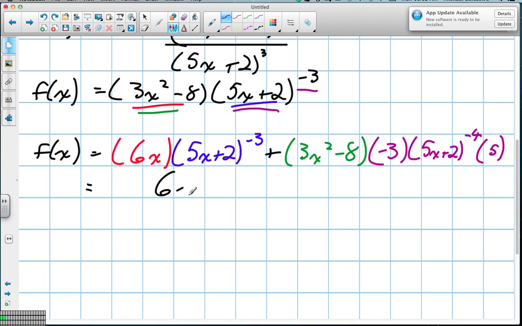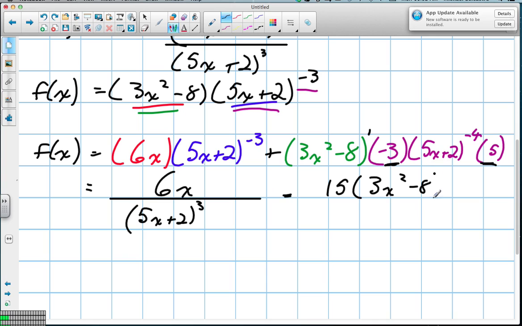This here would become 6x over 5x plus 2 cubed. And then first I'm going to deal with our coefficients. Negative 3 and 5 gives us negative 15. So we could say subtract 15. Okay. Because this is to the power of 1 and it's positive, it would stay on top. 3x squared minus 8. Okay, so we've dealt with the green, negative 3 and the 5. And finally, because this is negative, this would go on the bottom. So we're left with 5x plus 2 to the power of 4.